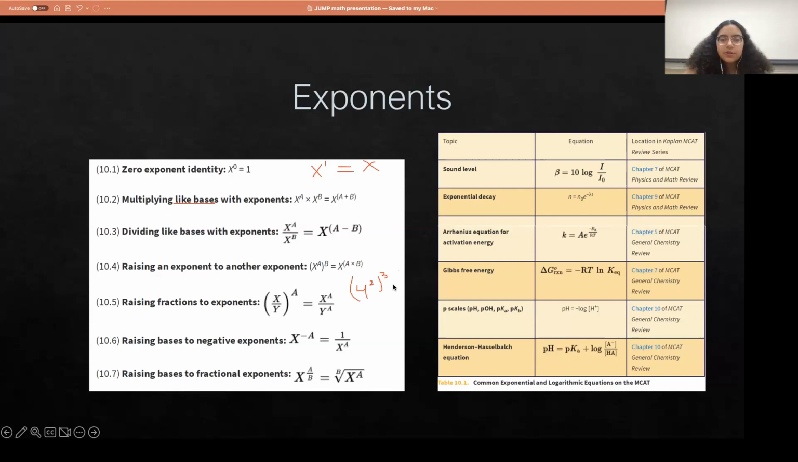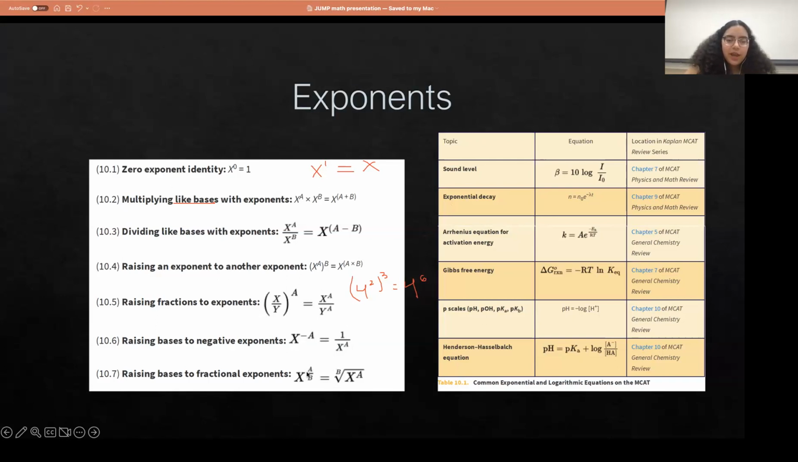You can just multiply the 2 and 3 and say that's going to be the same thing as 4 to the 6. And then negative exponents are like reciprocals. The negative just indicates that it's going to be the reciprocal of that. So anything to the -2 is like 1 over that number squared. So it just means you're going to have to put it in the denominator at the end.